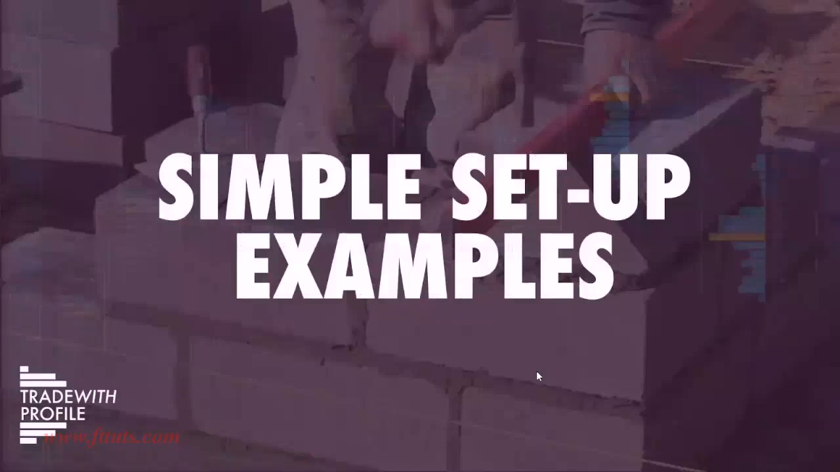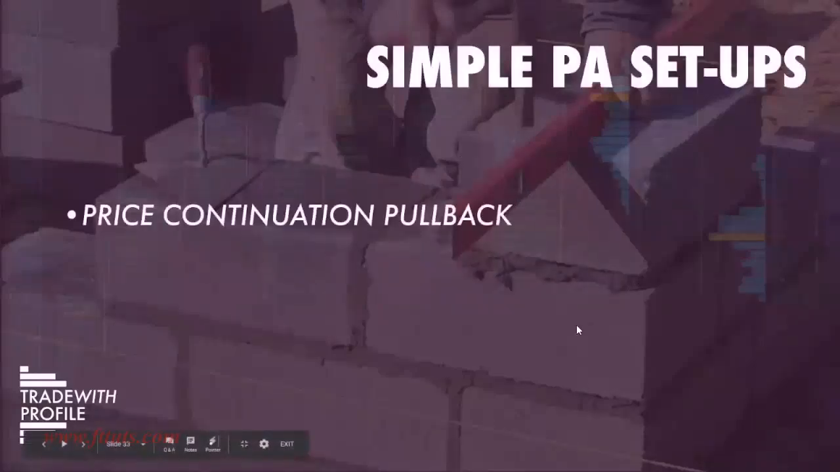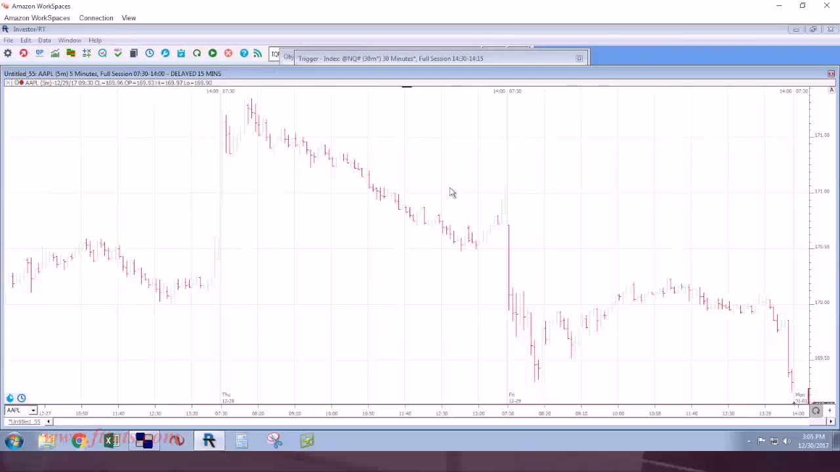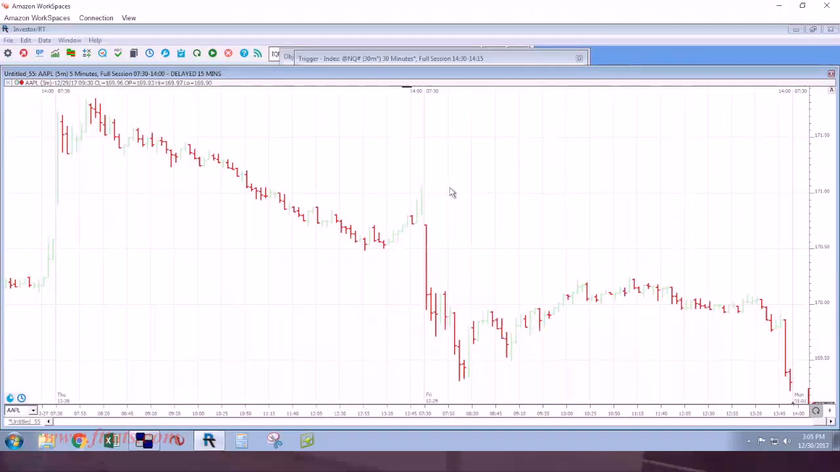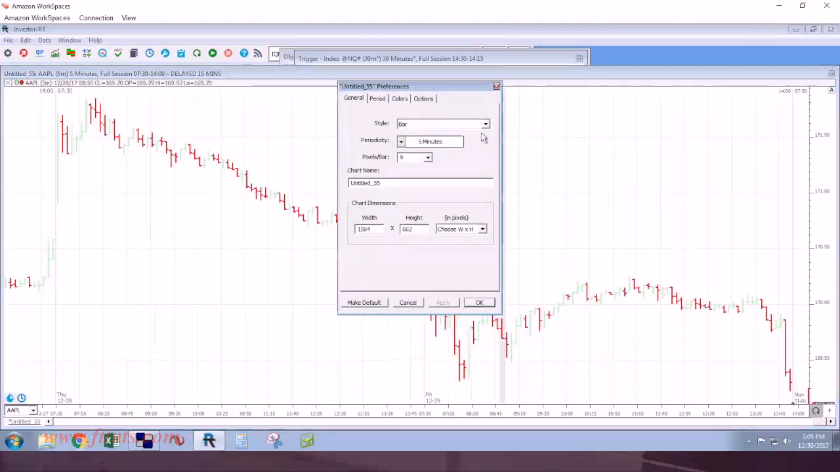Okay, let's talk about a couple of simple setups, and then we're going to land the plane on this module. These are price action setups. One is called a price continuation pullback. All right, so let's go in here and look at 5 minutes. And let's convert this back over to a candlestick just to make this a little bit easier to see.